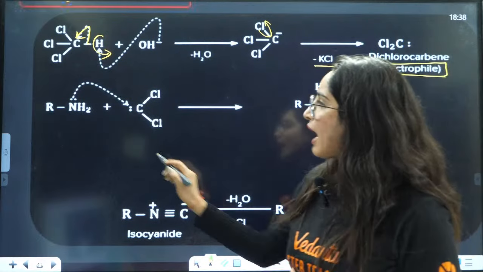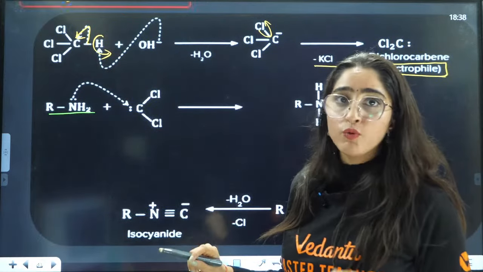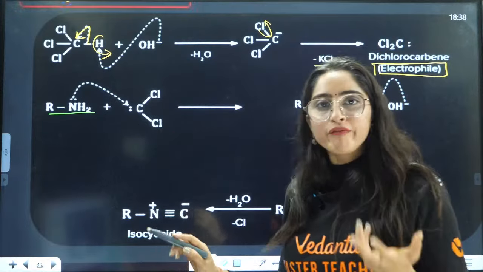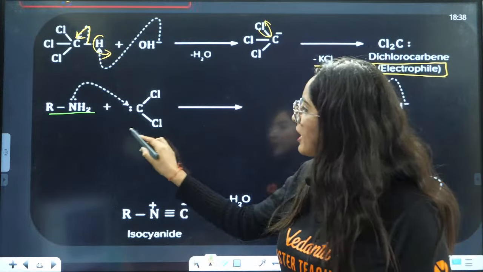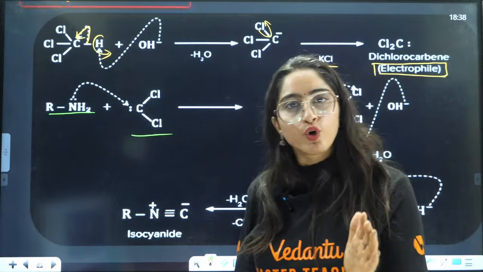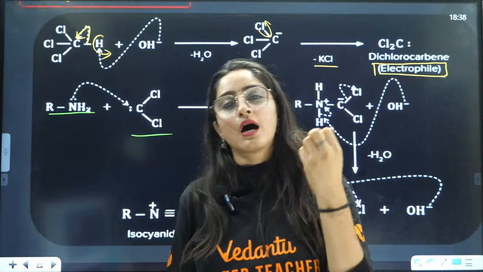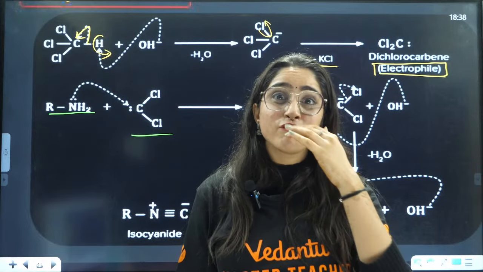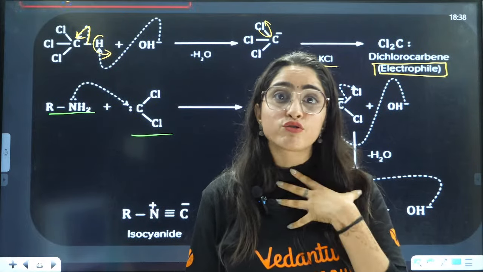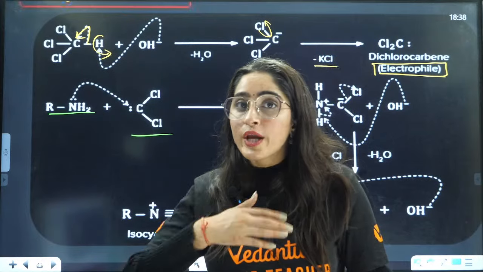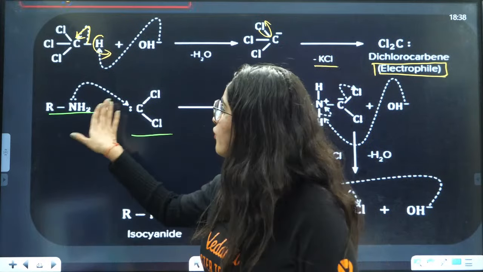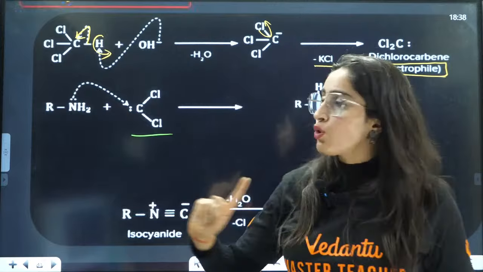Now you have this amine, 1 degree amine, because only 1 degree amine will show this reaction, right? And you have this dichlorocarbene, that is your electrophile. Electrophile means electron loving, which is electron deficient, right? So it is going towards the electron density. We know that electron density is more on this nitrogen.